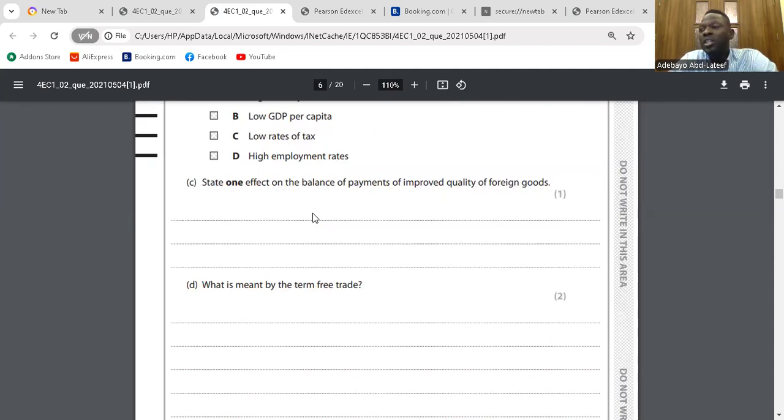If the quality of foreign goods increases in relation to domestic goods, it will bring about a decline in the balance of payments, because importation will increase more than exportation. There will be lower exports and an increased deficit in the balance of payments current account. Clear? The deficit will increase when you do more imports than exports. So just one, declining balance of payments, or low exports, or the increased deficit, whichever one you write is fine.